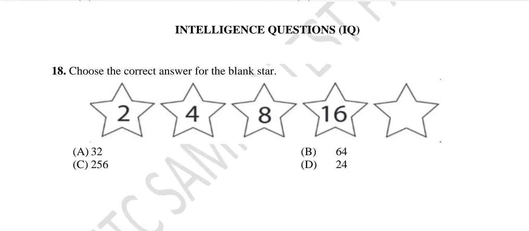From intelligence quotient, choose the correct answer for the blank star. So here is 2, 4, 8, 16 and blank. 2 into 2, it will be 4. 4 into 4, it will be 8. 2 plus 2, it will be 4. 4 plus 4, it will be 8. 8 plus 8, it will be 16. 16 plus 16, it will be 32. So before looking at the options, we have answered that it will be 32. So option A is correct.